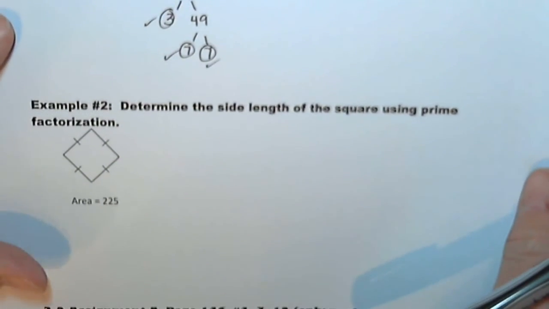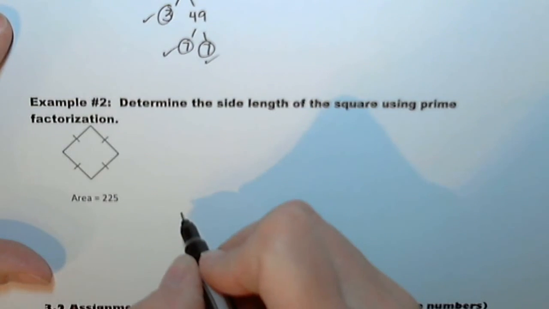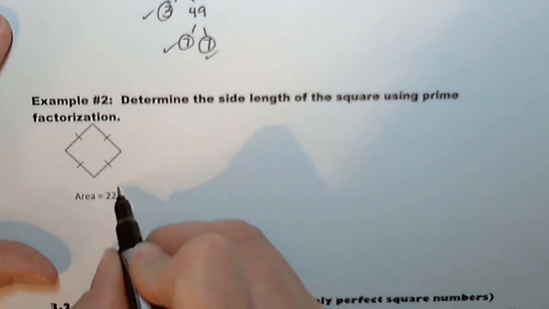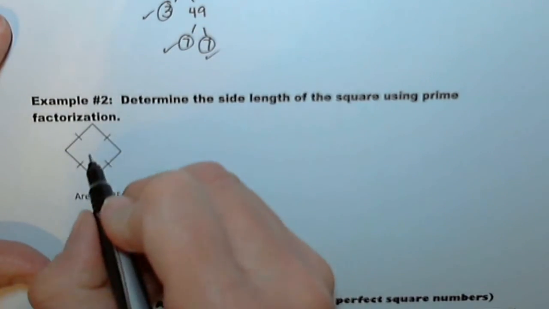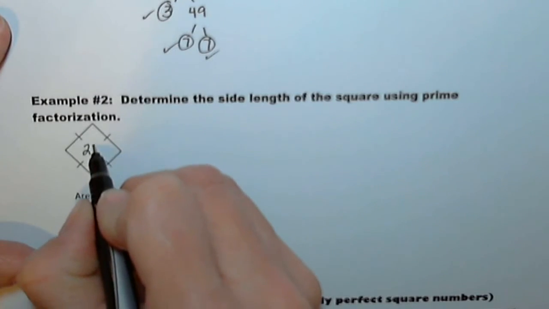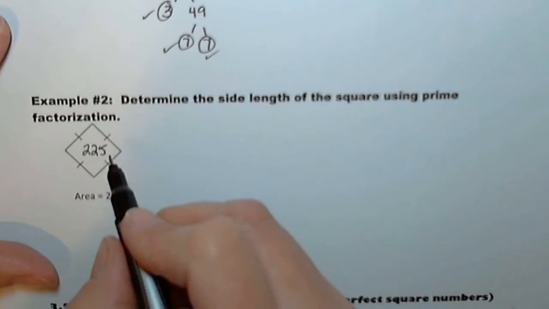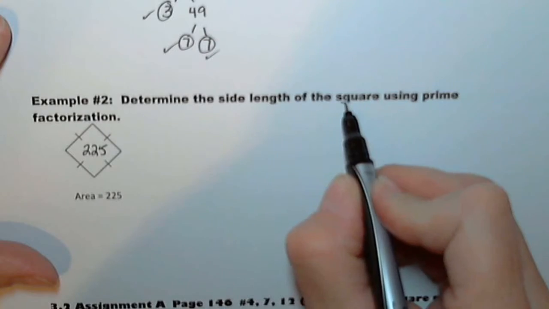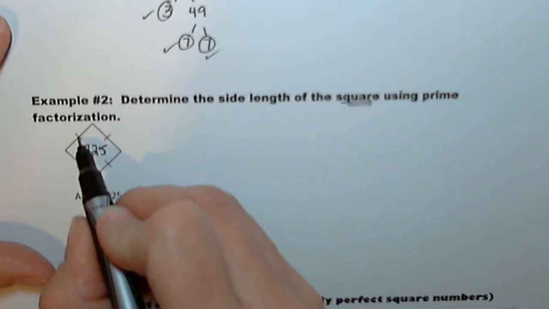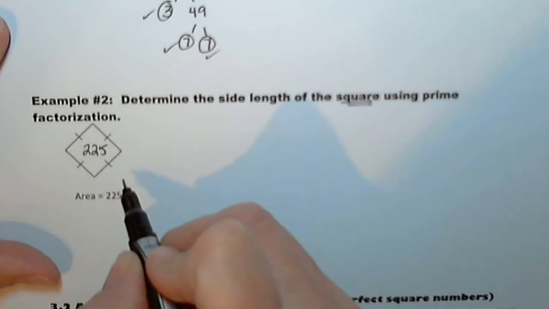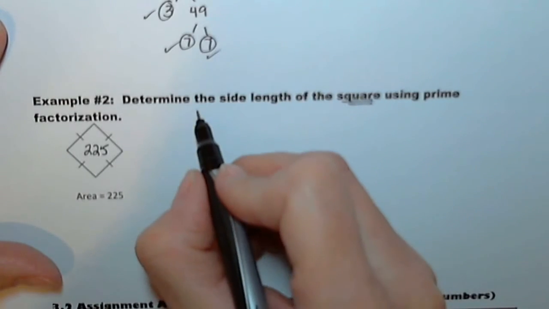Next one. Determine the side length of this square using prime factorization. So this square has an area of 225. That tells me that the whole square is 225. And the reason we know it's a square, besides the fact that it tells us that it's a square, is that it has 4 tick marks. Those tick marks tell me that all 4 sides are the same length.